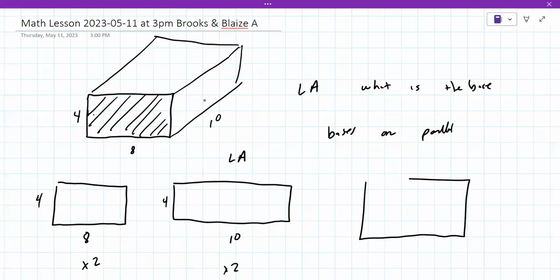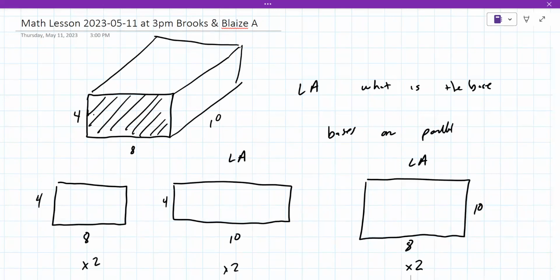Top and bottom. Well, that's said poorly. Because this is the base, you almost want to think of this thing like flipped up, it's standing on it, but the thing that's not the base is the lateral area. So this 8 by 10 here is also part of the lateral area. You have two of those.